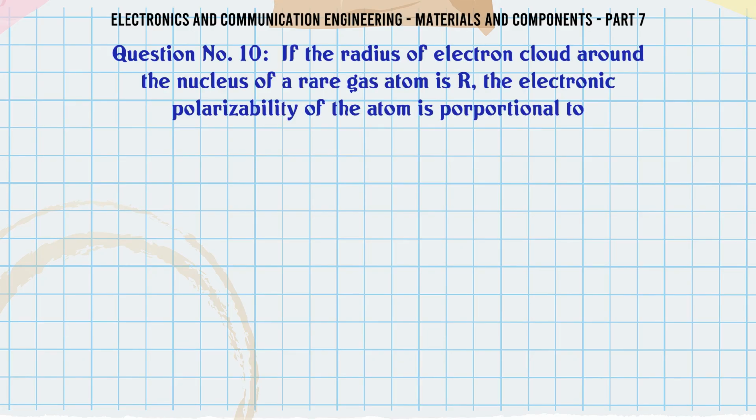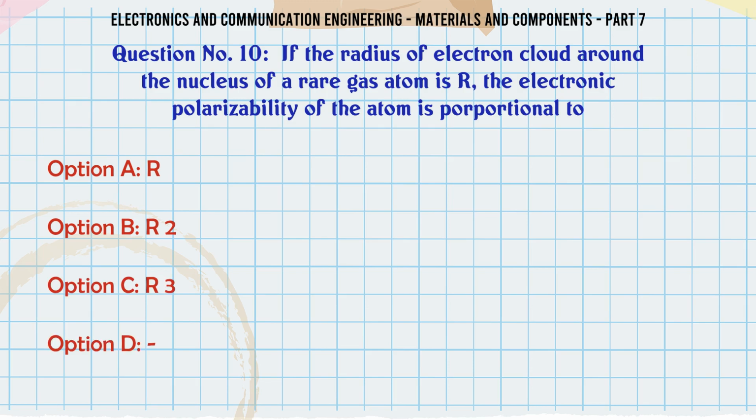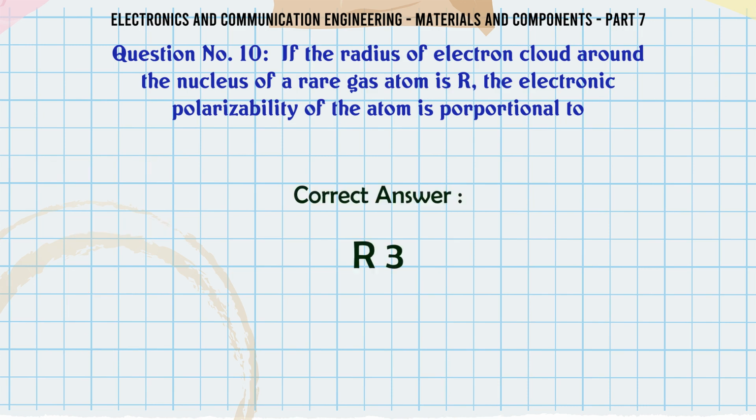If the radius of the electron cloud around the nucleus of a rare gas atom is r, the electronic polarizability of the atom is proportional to A. r, B. r², C. r³, D. r⁴. The correct answer is r³.